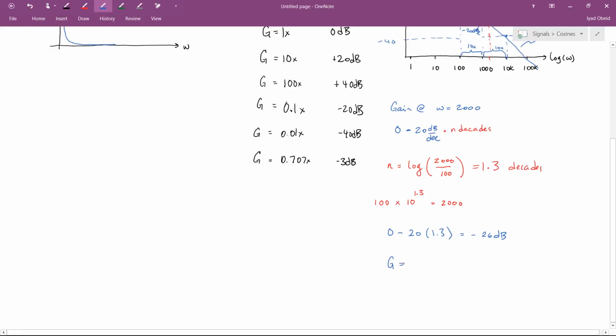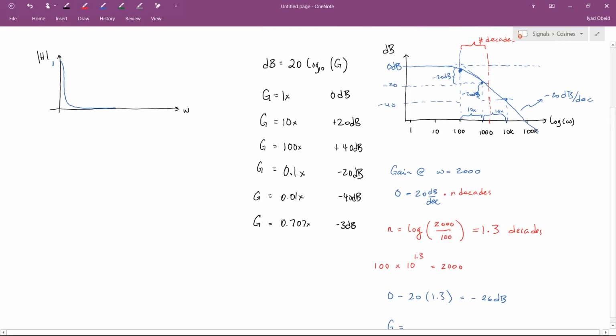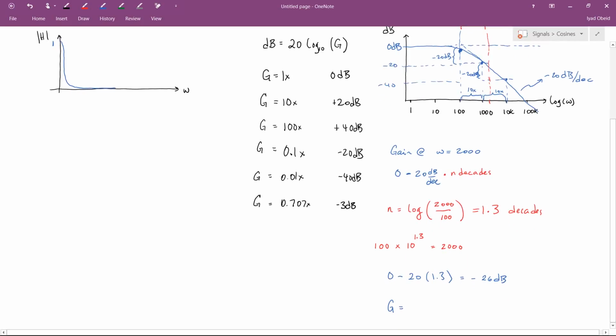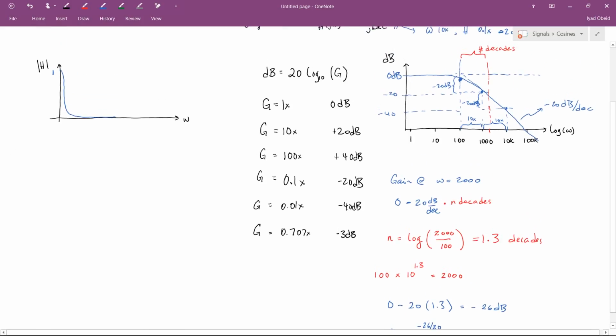So going to my equation, taking the decibels, it's 10 raised to the negative 26 over 20. Whatever that works out to, it should be a little bit less than 0.1. So that's the gain. That's a really elegant way of doing this, right? Using the decibel method, first of all, it gives us a nicer plot, and then it gives us an easier way of analyzing and estimating what my gains are going to be at different frequencies.